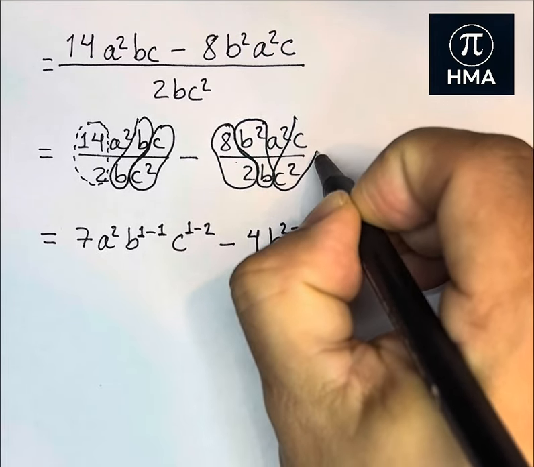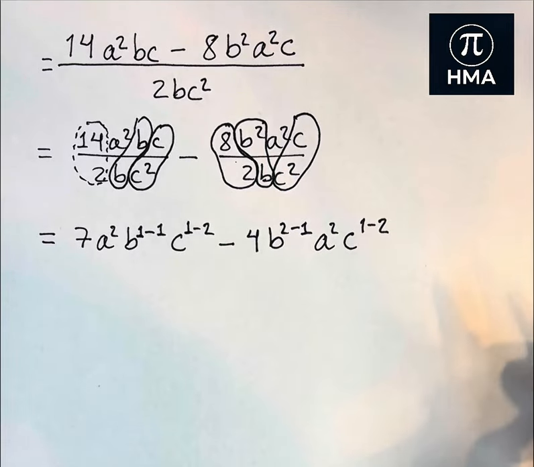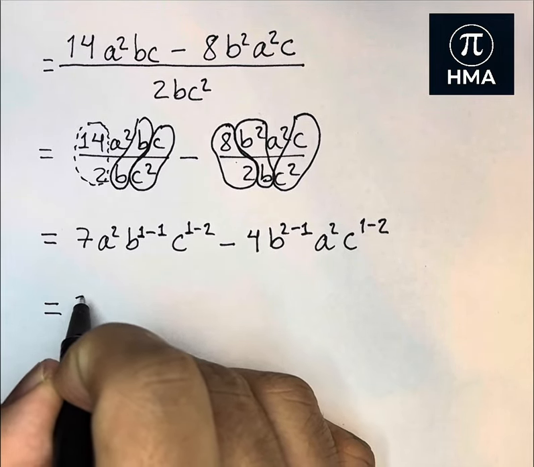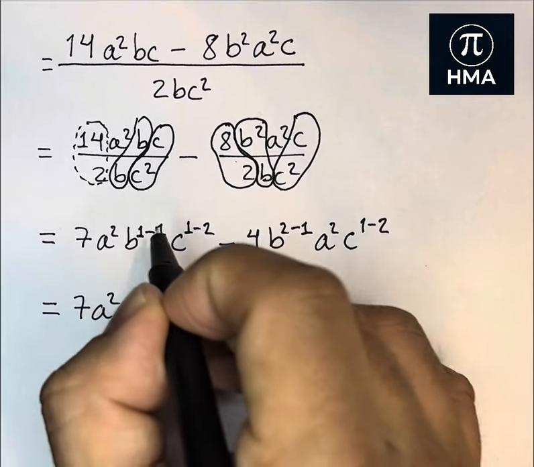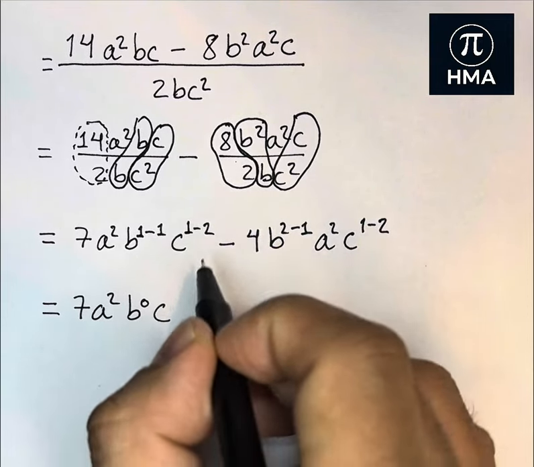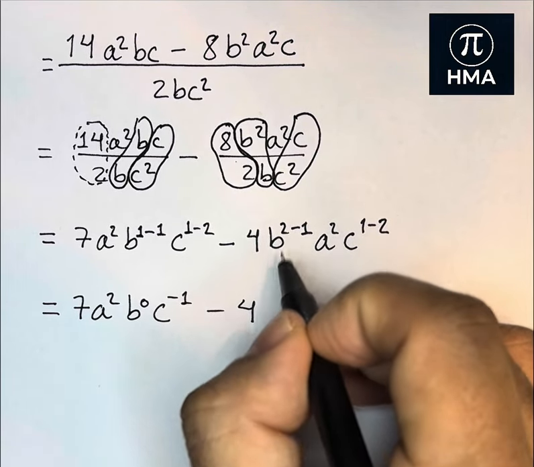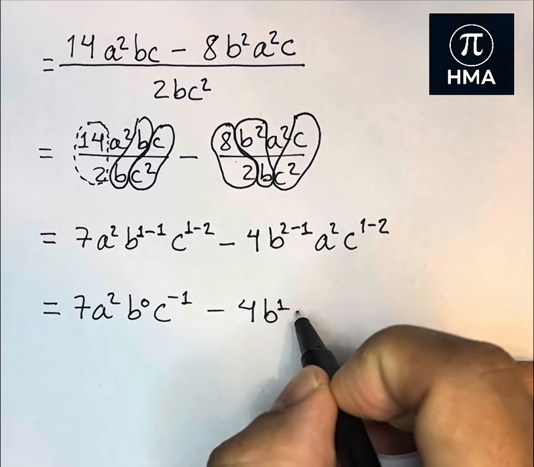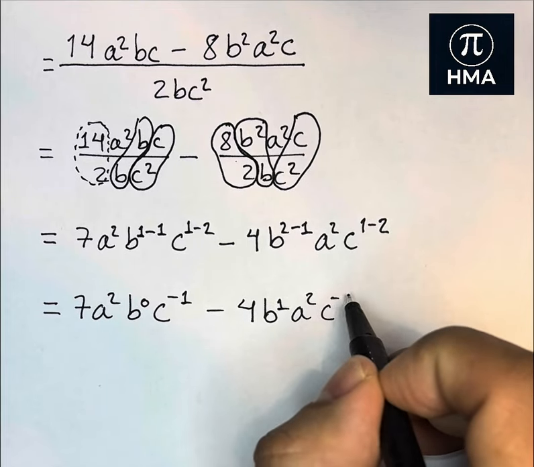A squared, we don't have an a squared or any a in the denominator, so we keep a squared. And c will be c power 1 minus 2. Therefore, if we reduce the powers, it will be 7 a squared b power 0, c power 1 minus 2, minus 4 b power 2 minus 1, a power 2 and c power minus 1.